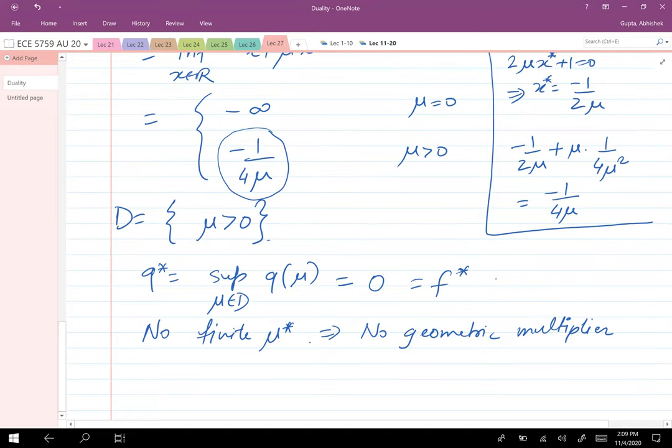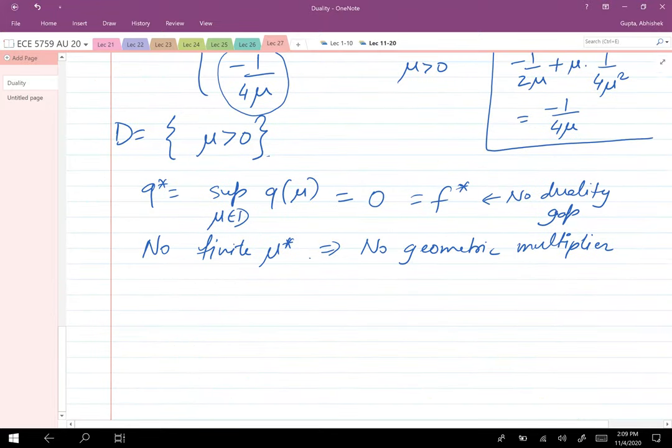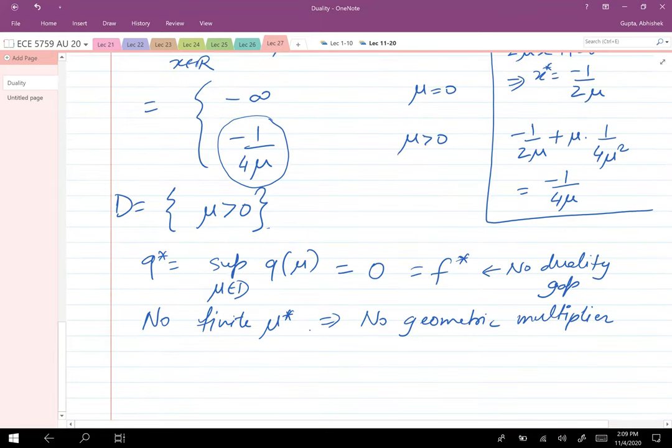So even though there is no duality gap, the problem is a nice convex problem. As you can see here, the objective function is convex, the constraint is convex. It turns out that there is no duality gap here, but it also has no geometric multiplier in this problem. So just because you don't have a duality gap doesn't mean that there will be a geometric multiplier, because you may not have an optimal dual solution.